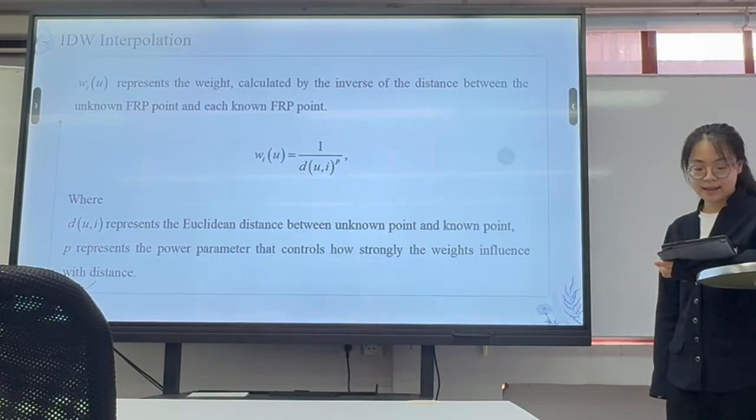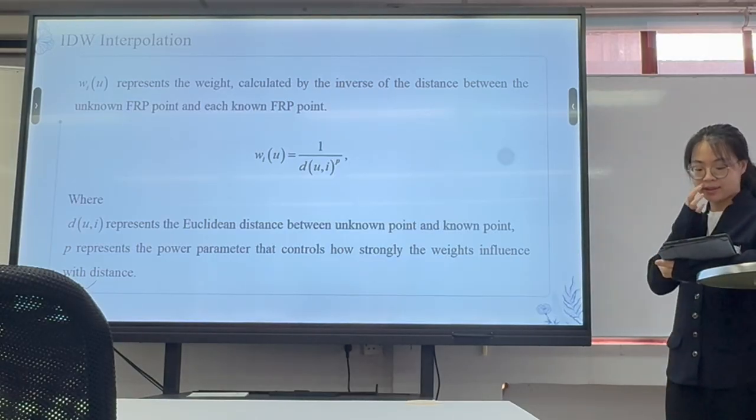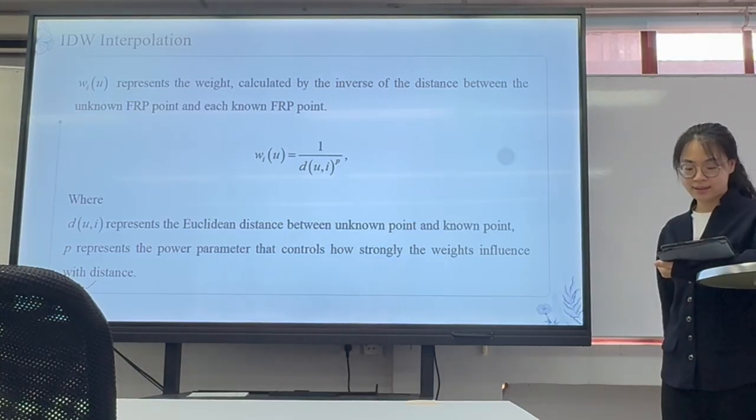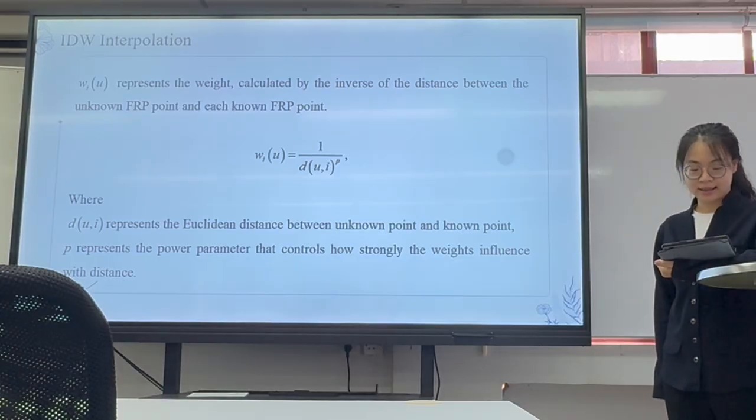As a reminder, IDW weights nearby points more strongly. The power parameter controls this, but how do we adaptively find the optimized parameter? That's where gradient descent helps.